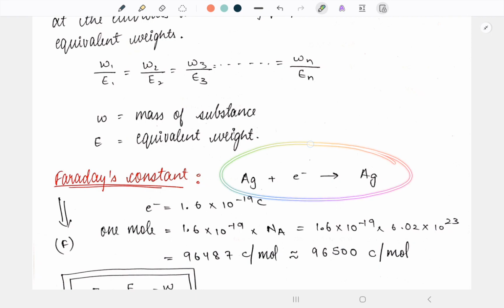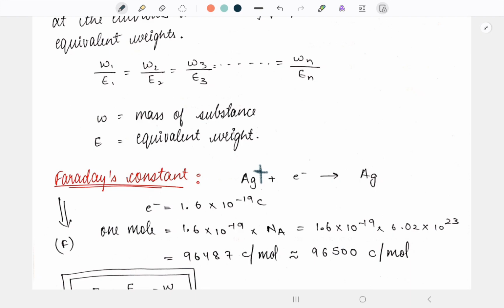So we take this example: Ag+ (aqueous) plus 1 electron gives rise to Ag (solid). Here we get Ag+, so 1 mole of electrons is required for the reduction of 1 mole of silver ions.